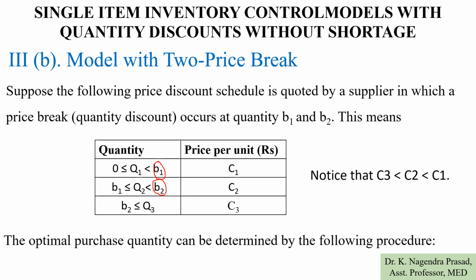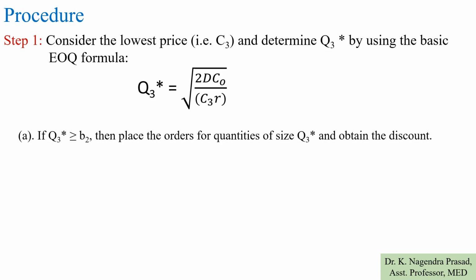The optimal purchase quantity can be determined by the following procedure. So let's see the procedure. Step 1 is to consider the lowest price, that is C3, and determine Q3 star by using the basic EOQ formula. We know the EOQ formula: Q3 star is the root of 2D C0 by C3 R. Next, you have to compare with B2. If Q3 star is greater than or equal to B2, then place the orders for quantities of size Q3 star and obtain the discount.